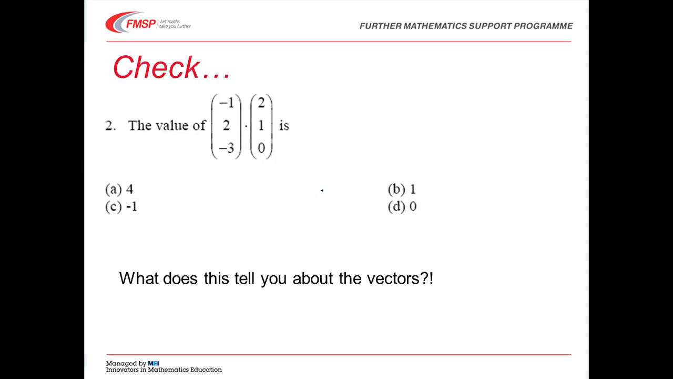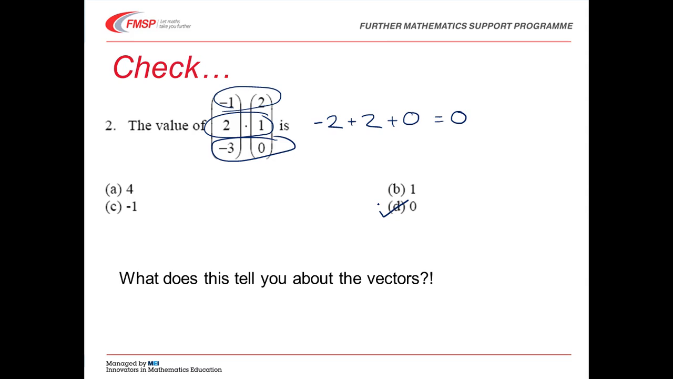Okay, you have a quick go at one. Pause the video while you work this one out. Okay, just multiply the top pair. Minus 1 times 2 is minus 2, and then the middle pair, 2 times 1 is 2, and the bottom pair, minus 3 times 0 is 0, and that comes out to be 0, which was option D.